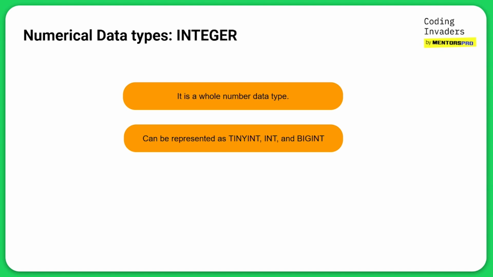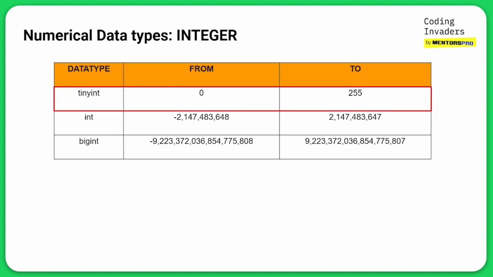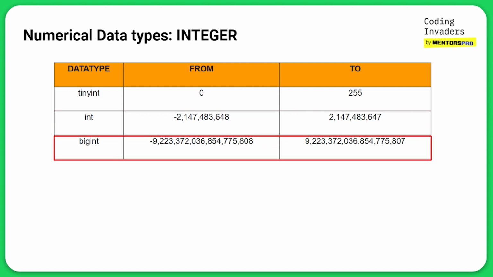Let us look at its ranges. When the range of numerical data is 0 to 255, we declare the data as tiny int. Similarly, we have the range for int as well as big int. But most of the time, we will declare the numerical data types using int.